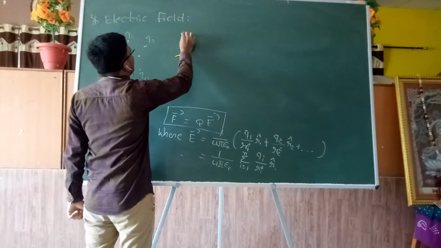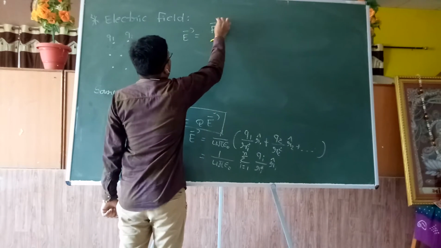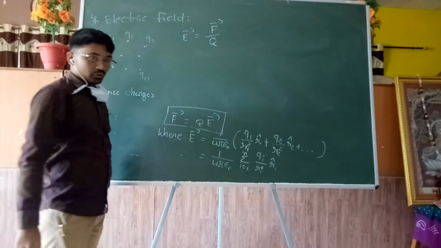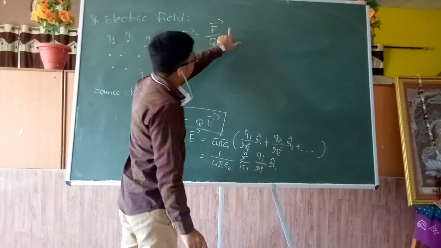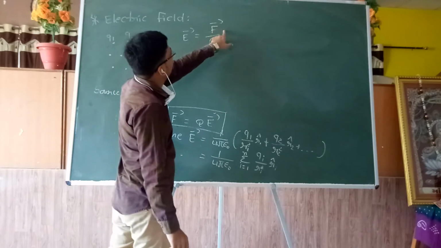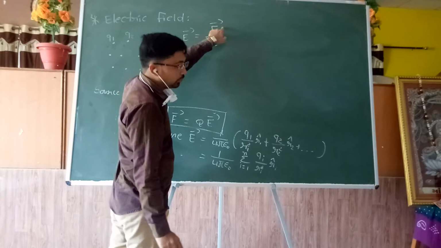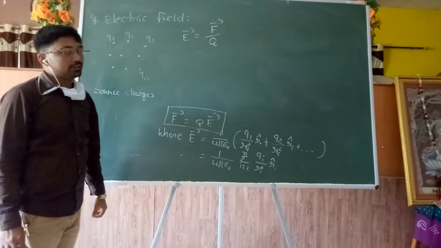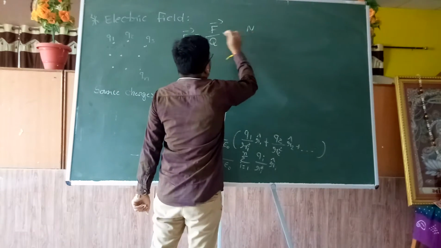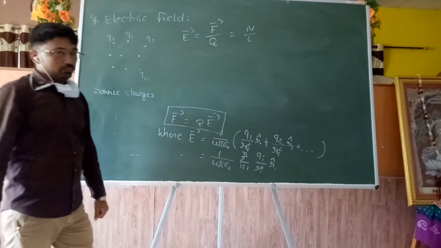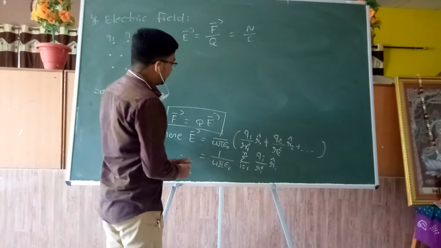So from this equation, if we make E the subject, then it is equal to F upon q. So what is electric field? Electric field is nothing but the Coulomb force or electric force per unit charge, and the unit of force is Newton and unit of charge is Coulomb. So the unit is Newton per Coulomb. Okay, so this is the electric field.